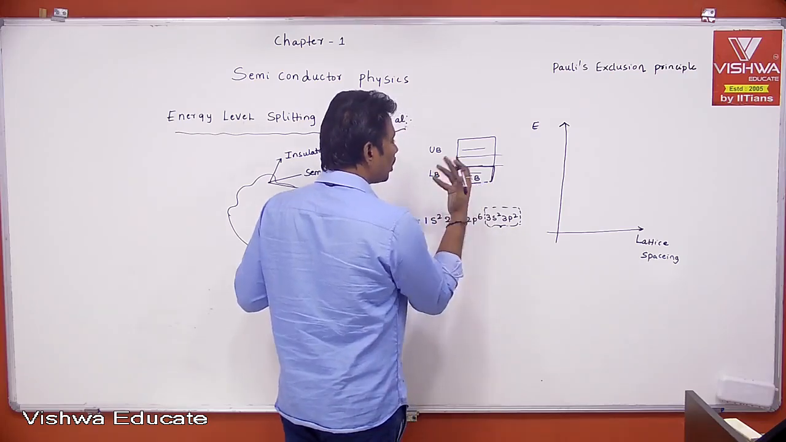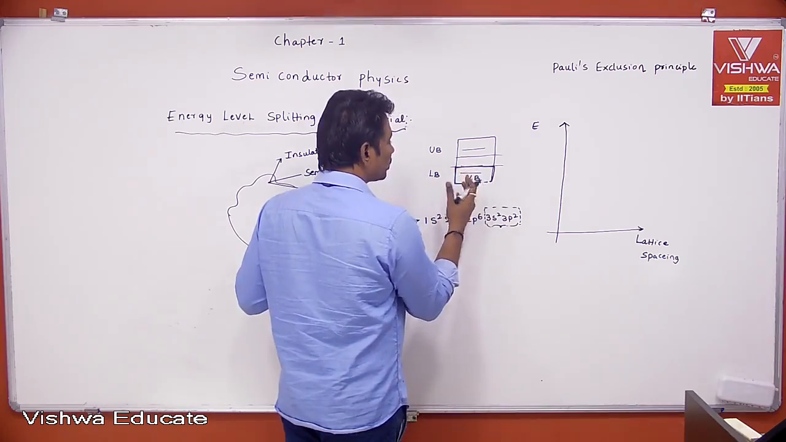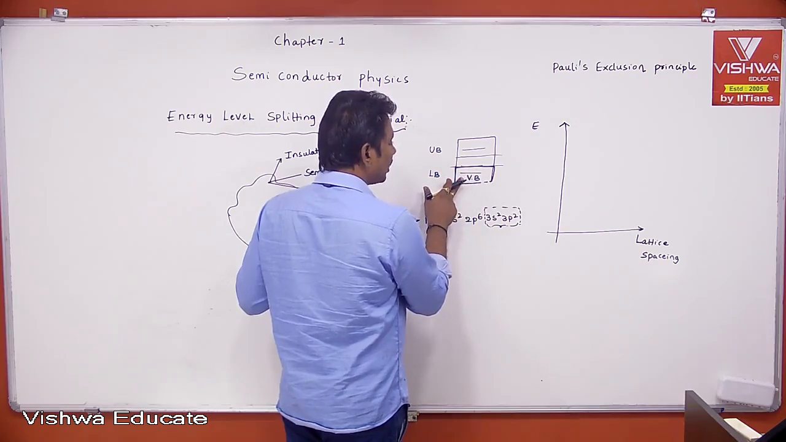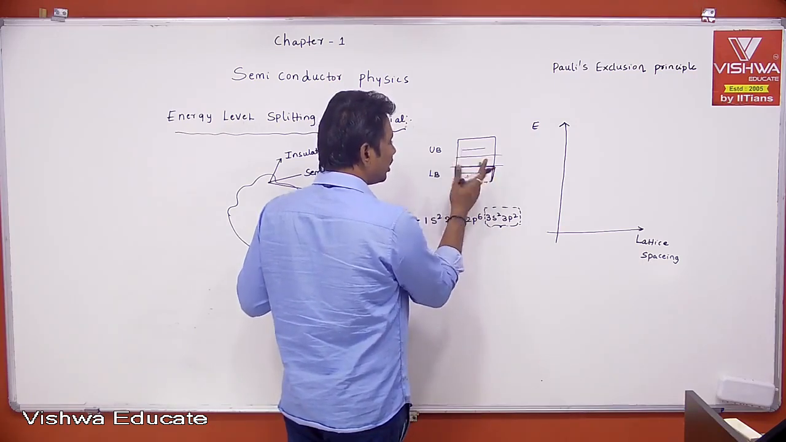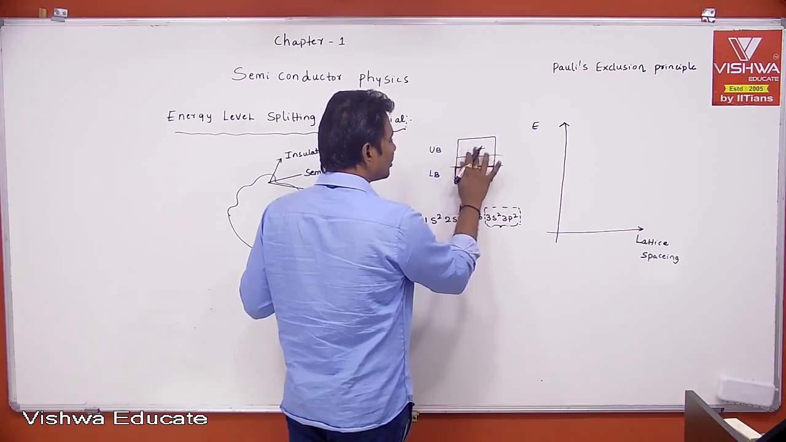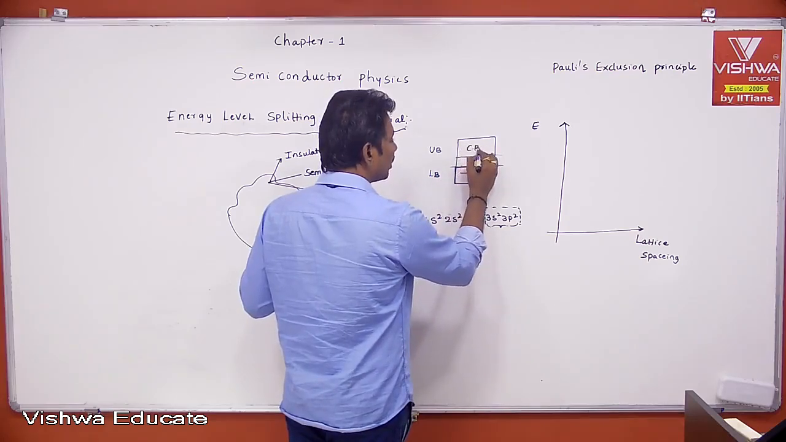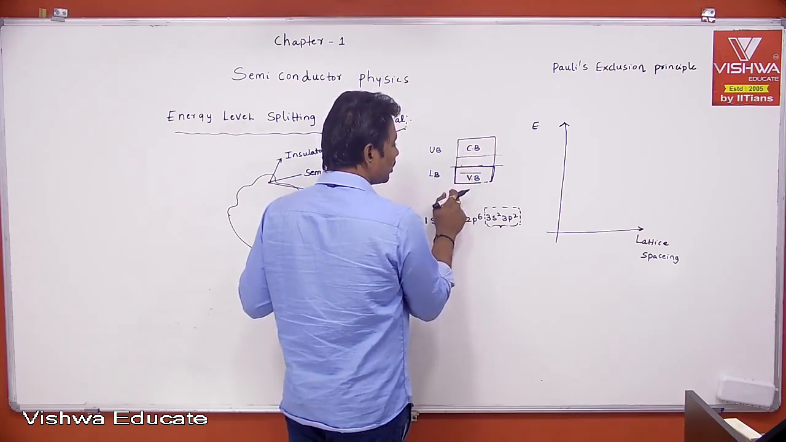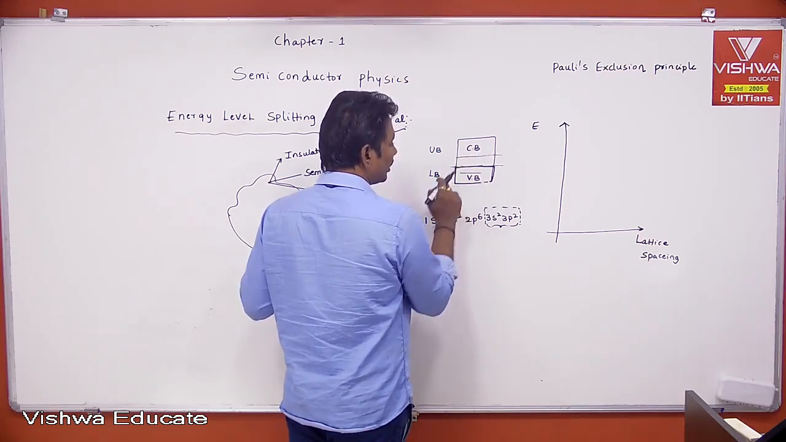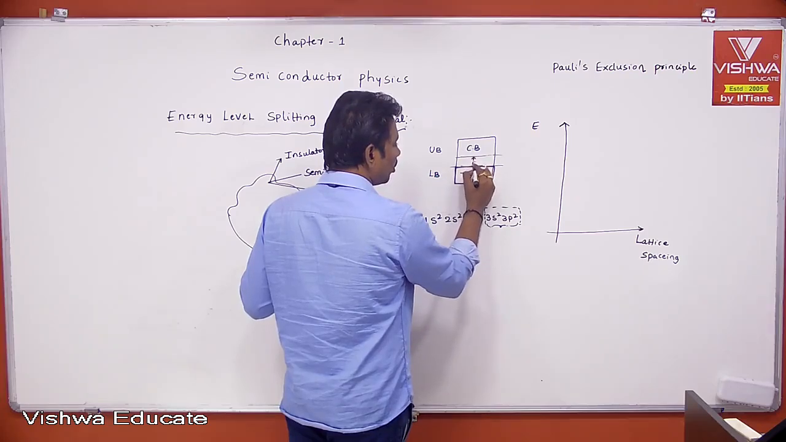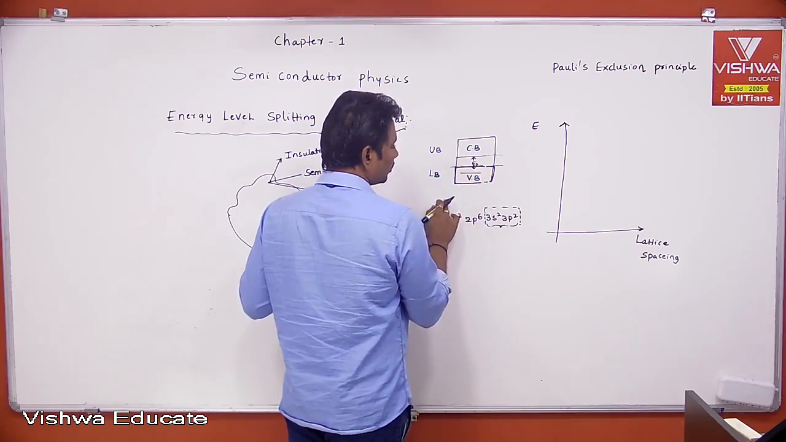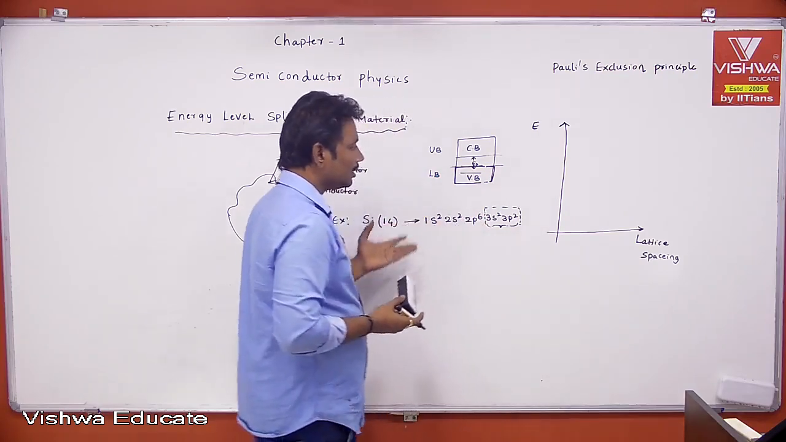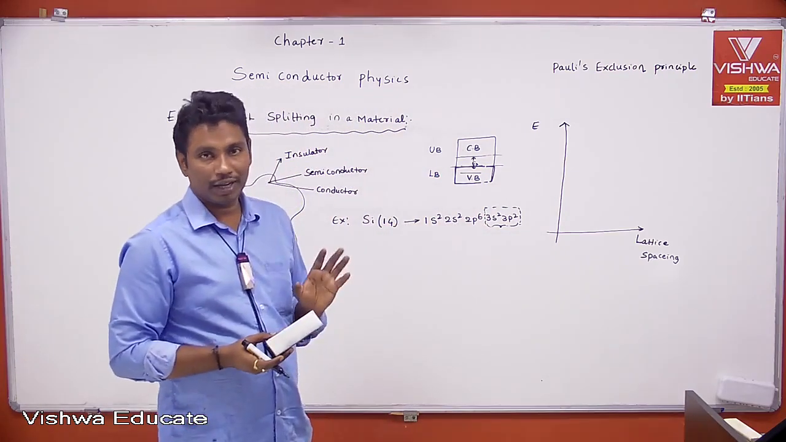Right? Now coming to the upper band. With respect to the valency band, this upper band is empty. If the upper band is empty, we can say this is called the conduction band. The gap between the conduction band and the valency band is called the forbidden band or energy gap. Right? This is the way to draw the energy band diagram for any material.